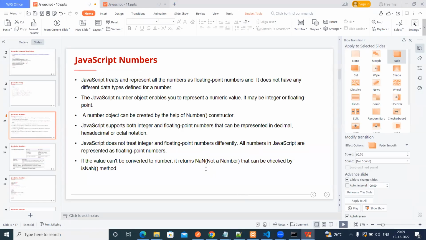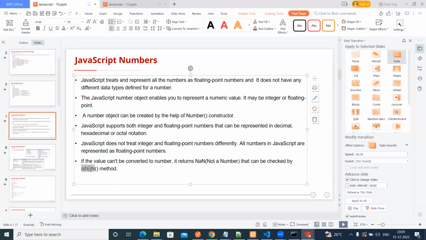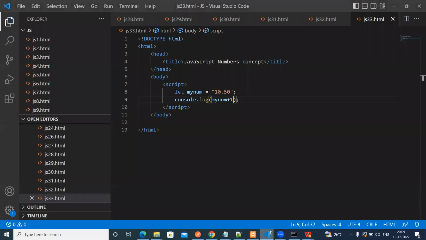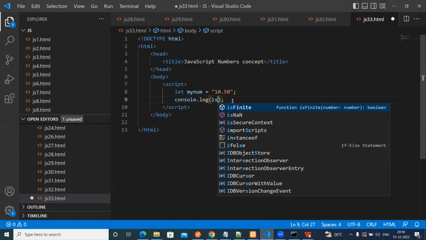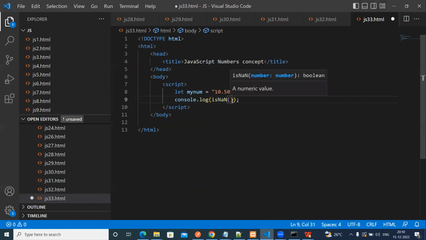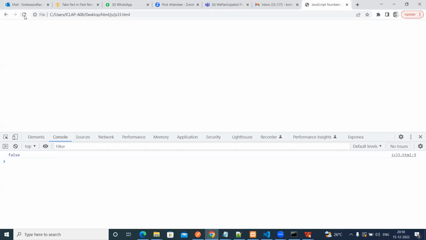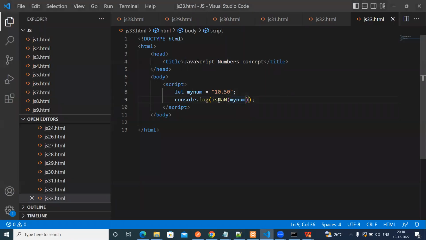If you want to check, there is the isNaN method. We give myNum, and we get false, because it is a number and we are checking whether it is not a number. If it is not a number, we will get true.